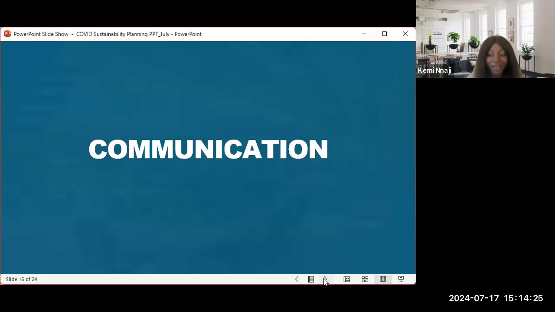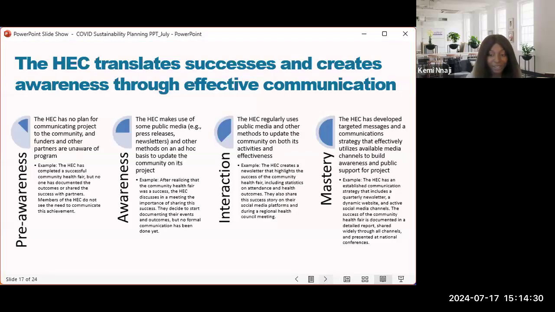All right, so finally we have communication. The first aspect of communication is that the HEC translates successes and creates awareness through effective communication. In the pre-awareness stage, there might not be a plan for communicating project outcomes. For example, the HEC might complete a successful fair, but no one has documented the outcomes or shared the success with partners, and the HEC doesn't see the need to communicate this achievement.